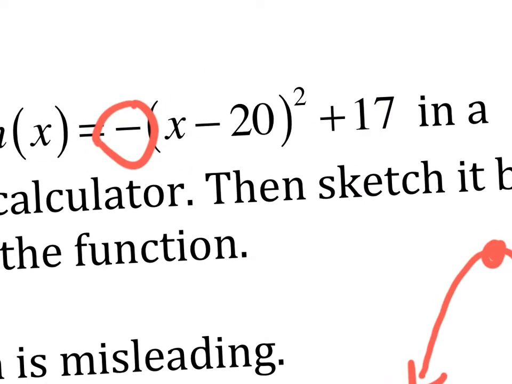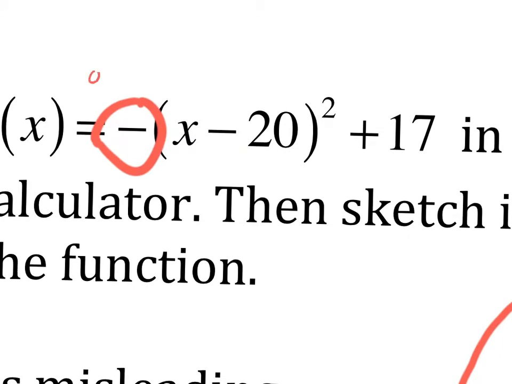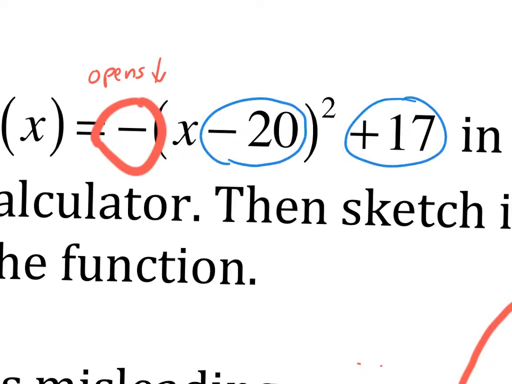Based on this function, we know a couple things. We know that it opens down because of that negative. What does this negative 20 and what does this 17 tell us? So this vertex here is going to be at (20, 17). Or if we were to talk about transformation, this is a reflection about the x-axis, so it flips upside down, and then it moves to the right 20 and up 17. And notice there's no coefficient here besides 1, so it doesn't get stretched at all.